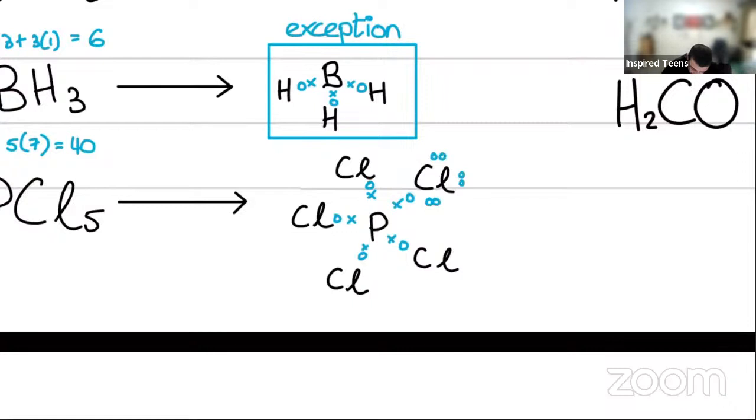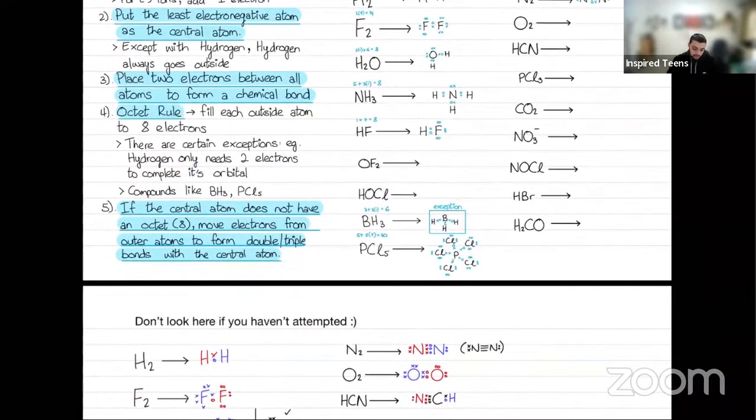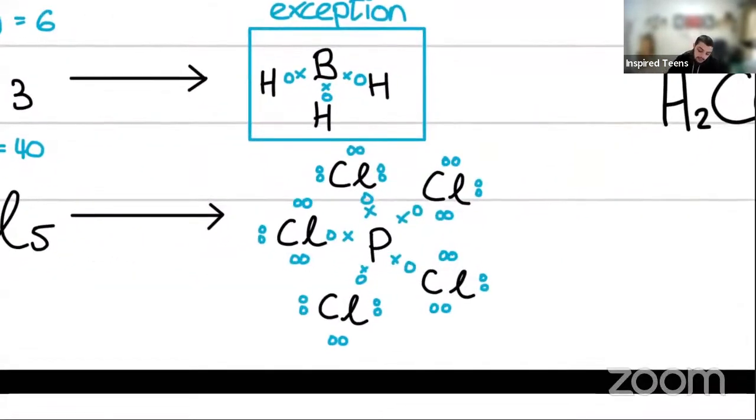So we just have to complete each one to 8, right? We're not adding another 8 to make it 10. Okay, so here we have followed the rules up until number 4, where we filled each one with 8. So that's done. Let's count up now how many electrons we have used.